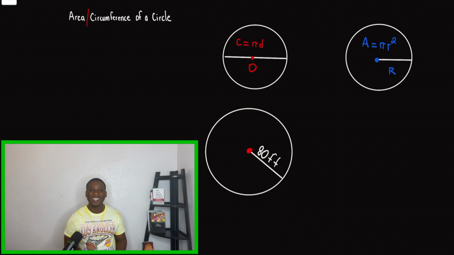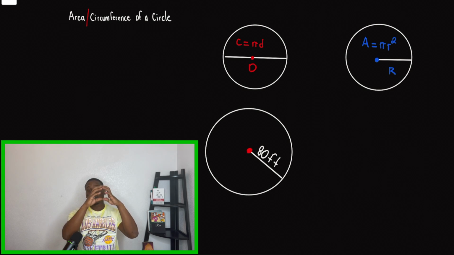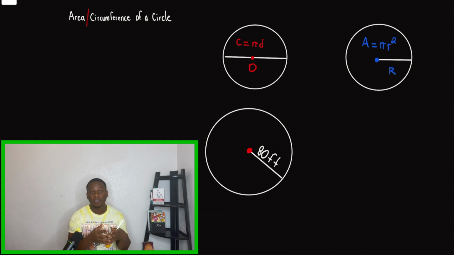What's good, everybody? Today's video, I'm going to be talking about circumference and area of a circle. I'm going to break down how to find both of them and the difference between each two. So, guys, when we're talking about circumference, understand we're talking about the distance around the entire circle. And then area, we're talking about the shaded region inside of the circle.